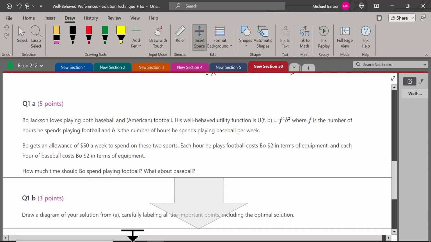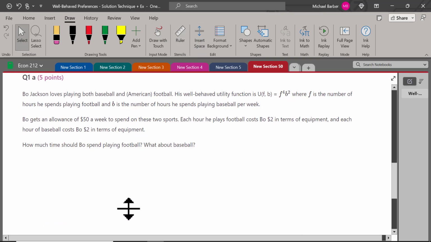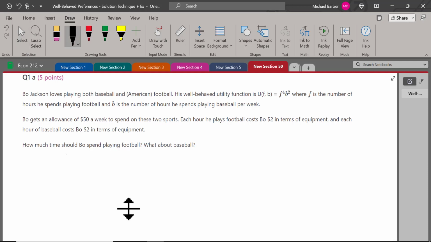All right, just going to give myself some room here. So let's write out what the problem is first. It's to maximize F to the 4 B squared, and he's picking F and B, subject to the constraint where 2 times F plus 2 times B equals 50. The quote-unquote price of football is 2 and the price of baseball is 2 here. So this is the problem we're dealing with, and we're trying to solve for F star and B star.